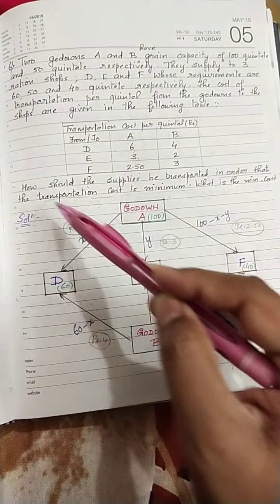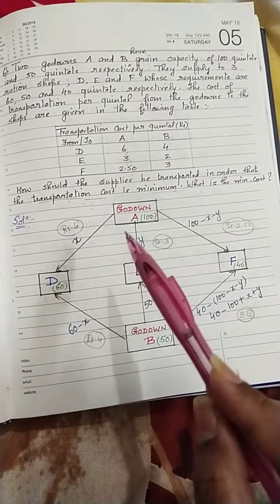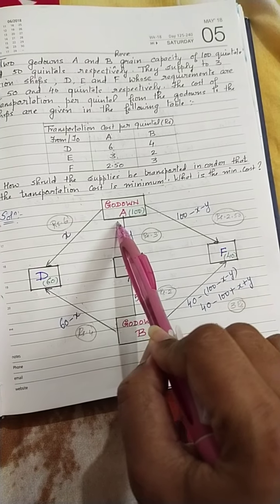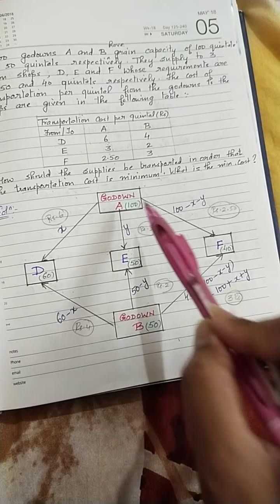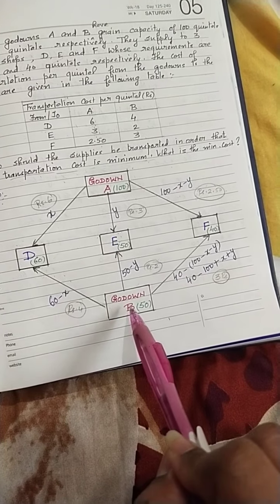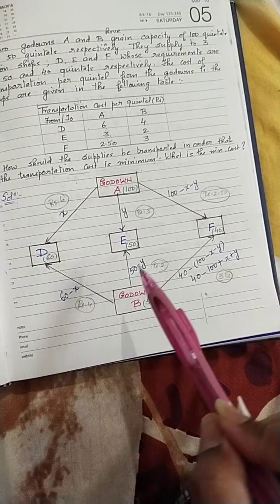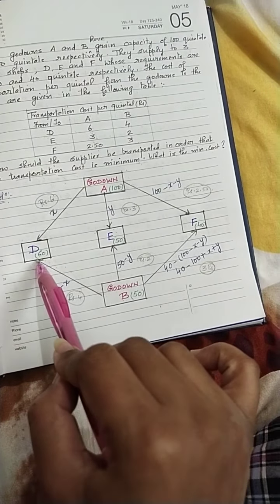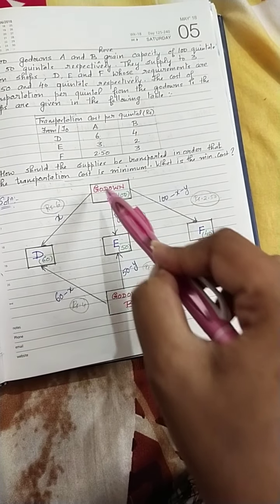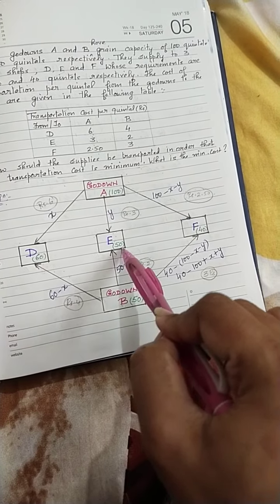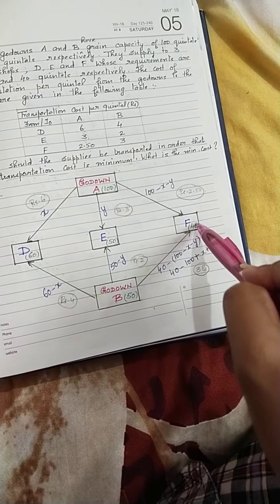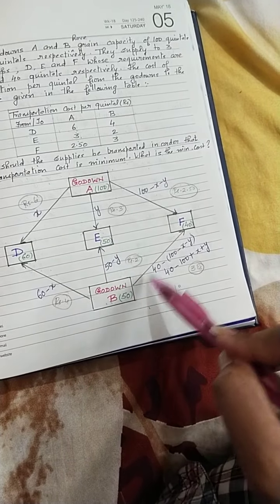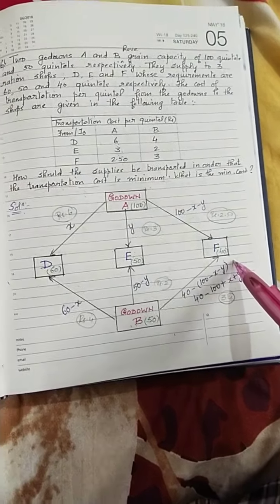Now, in order to understand this entire scenario, we have a diagrammatic representation. This is godown A, which has a capacity of 100 quintals. This is godown B, which has a capacity of 50 quintals. From godown A it supplies to D, which requires 60 quintals, to E, which requires 50 quintals, and to F, which requires 40 quintals. Similarly, there are supplies from B to D, B to E and B to F.